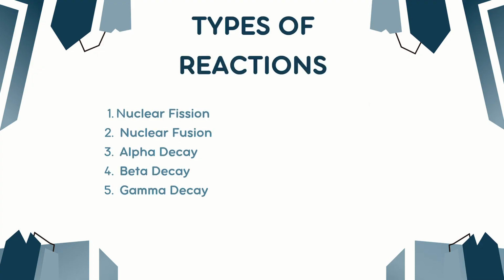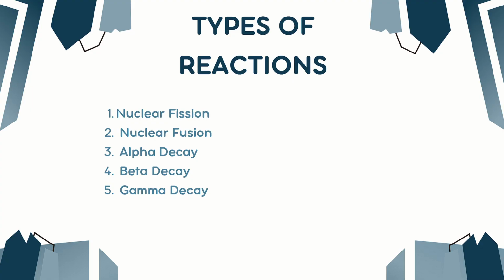Nuclear reactions are categorized into several types based on how the nucleus changes. The main types we discuss here are nuclear fission, nuclear fusion, alpha decay, beta decay, and gamma decay. Nuclear fission is the splitting of a heavy nucleus into smaller nuclei, whereas nuclear fusion is the combining of two lighter nuclei into a heavier nucleus.